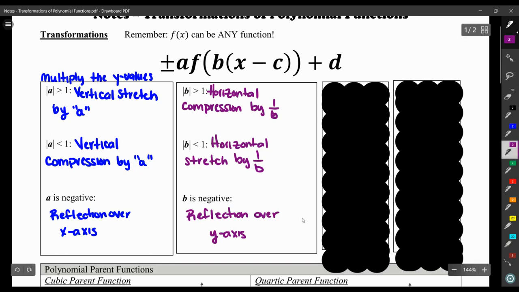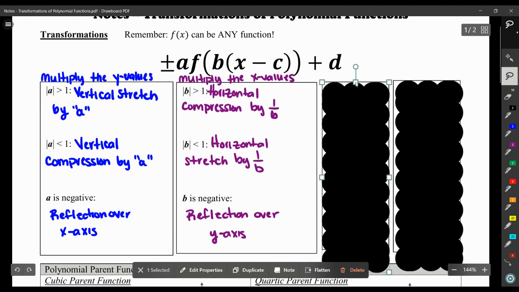And similarly, the b value will multiply the x values. So a multiplies the y values, b multiplies the x values. Now for C and D.